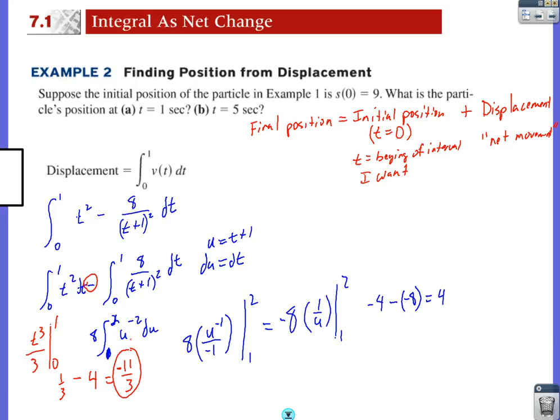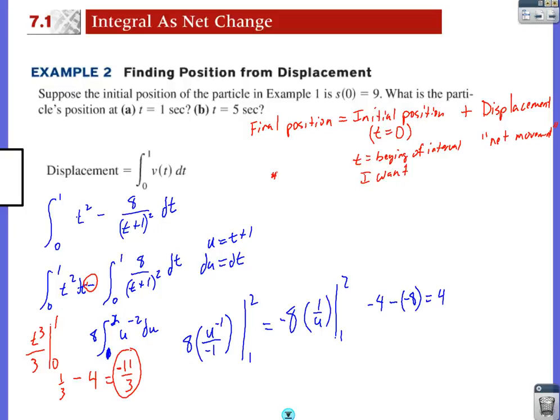For the first second, I went 11/3 units to the left. Whew, that was a lot of work. But that's just my displacement. I want to find out what my final position is.